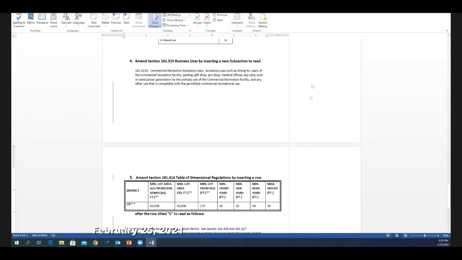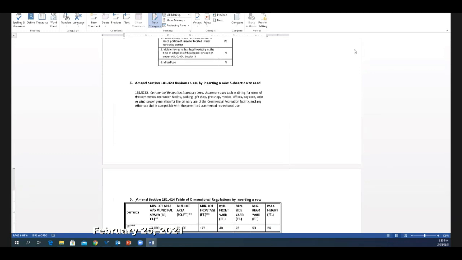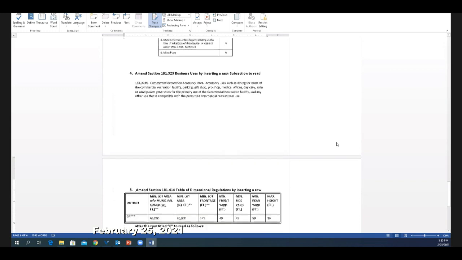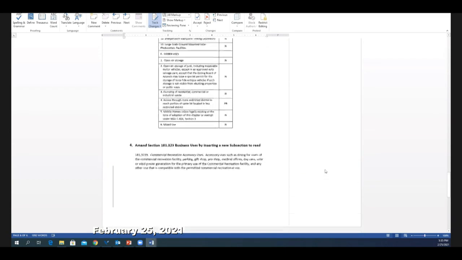Are we all set with commercial recreation then? Yeah, I think so. And just to note, Tom, all the uses that are allowed in this district, are they primarily by special permit already? Is that correct?